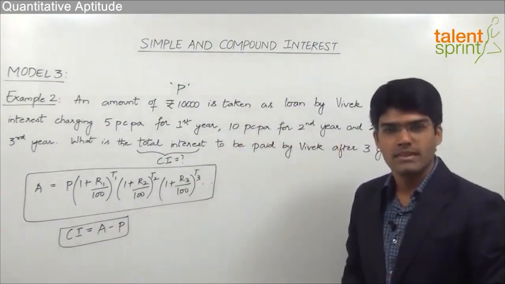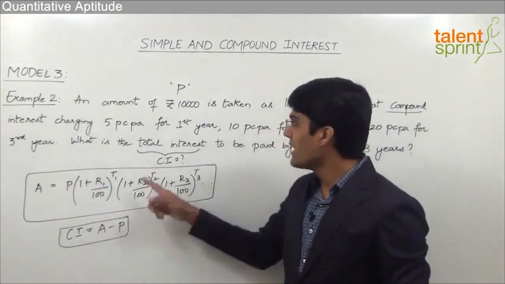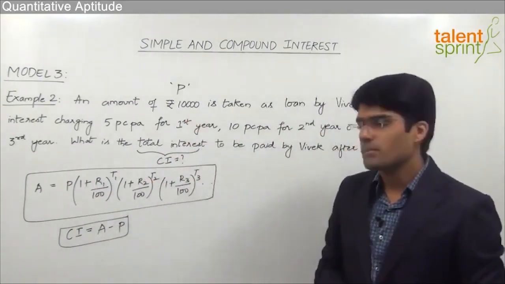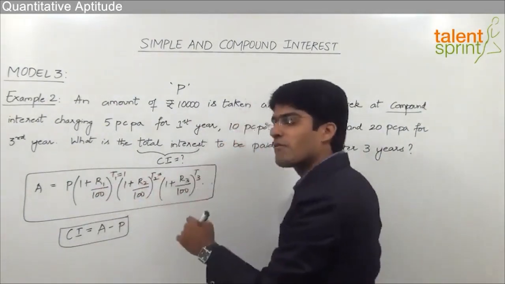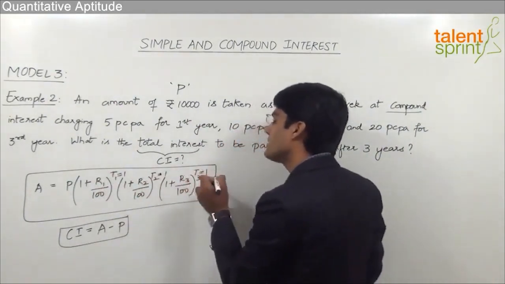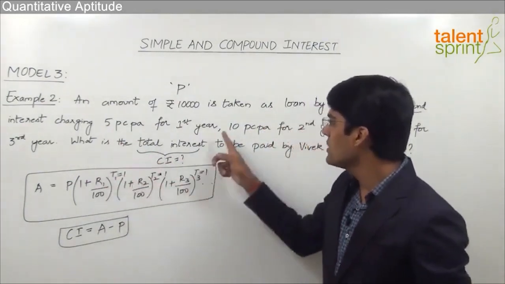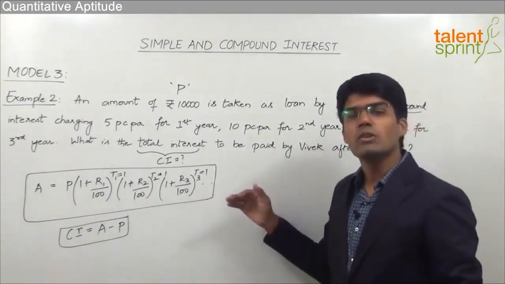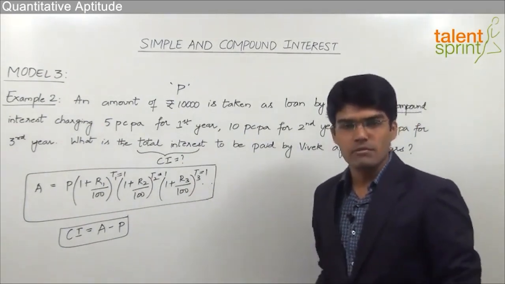So as for the given question, the values here are principal should be 10,000, T1, T2 and T3 are all equal to 1. Why? Because T1 is for first year, T2 is for second year, that is a period of 1 year again, and T3 is for third year, that is again a period of 1 year. And R1 is equal to 5, R2 equals to 10 and R3 equals to 20. So let us first find out the total amount that has to be paid at the end of 3 years with the help of the given formula.